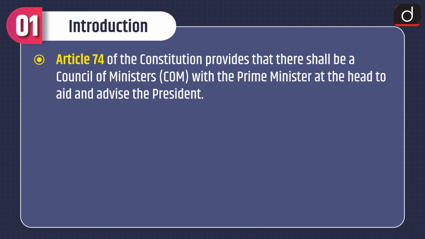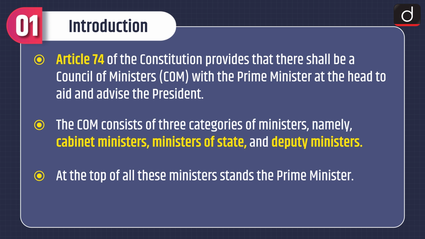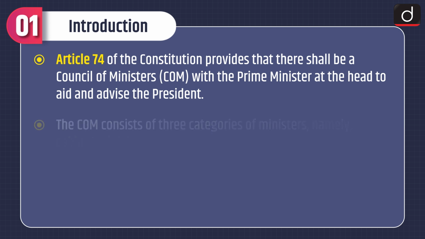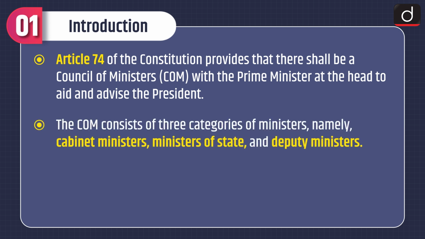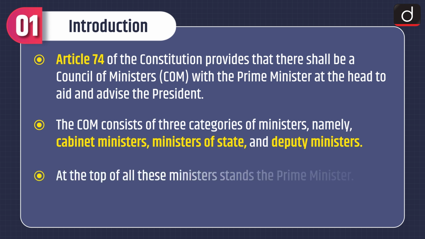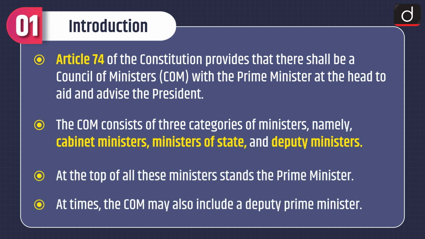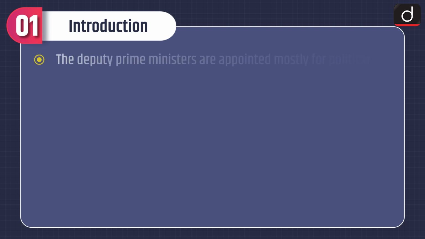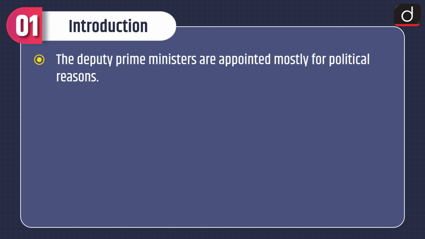Article 74 of the Constitution provides that there shall be a Council of Ministers with the Prime Minister at the head to aid and advise the President. The COM, that is Council of Ministers, consists of three categories of ministers, namely Cabinet Ministers, Ministers of State, and Deputy Ministers. At the top of all these ministers stands the Prime Minister. At times, the COM may also include a Deputy Prime Minister. The Deputy Prime Ministers are appointed mostly for political reasons.